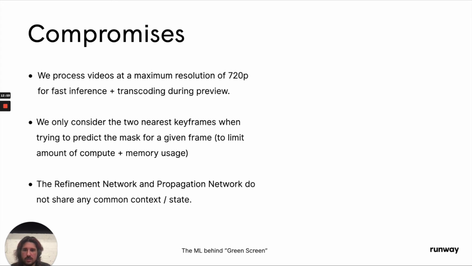One other trade-off that we made is that we needed to pick only the two nearest keyframes when trying to predict the mask for a given frame. We could, in theory, incorporate as many keyframes as we want and match them with the current frame. But in practice, each of those keyframes comes at an additional compute and memory usage cost. And to get more predictable runtime and memory usage, we only pick the two nearest keyframes, and that covers the vast majority of cases that we encounter.